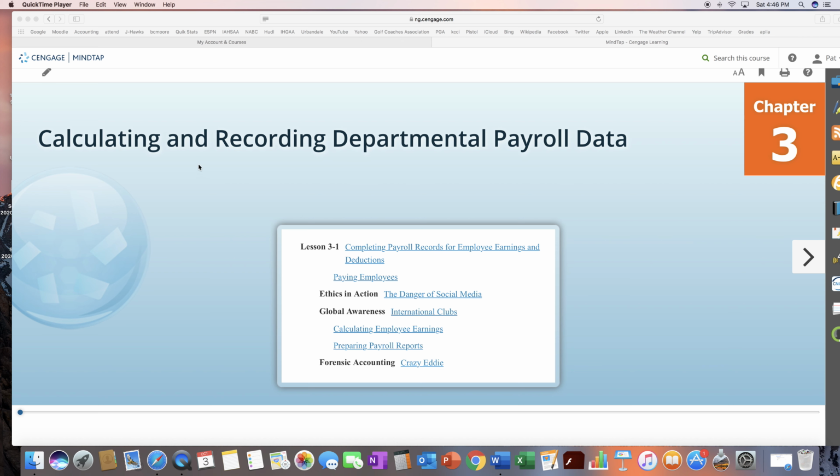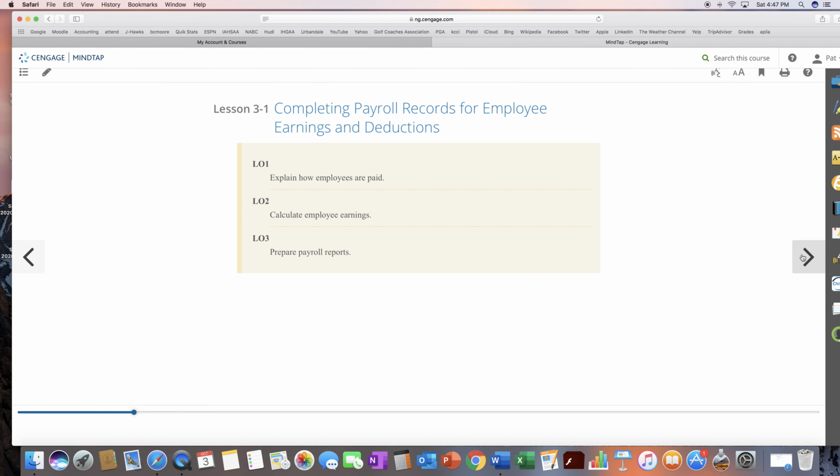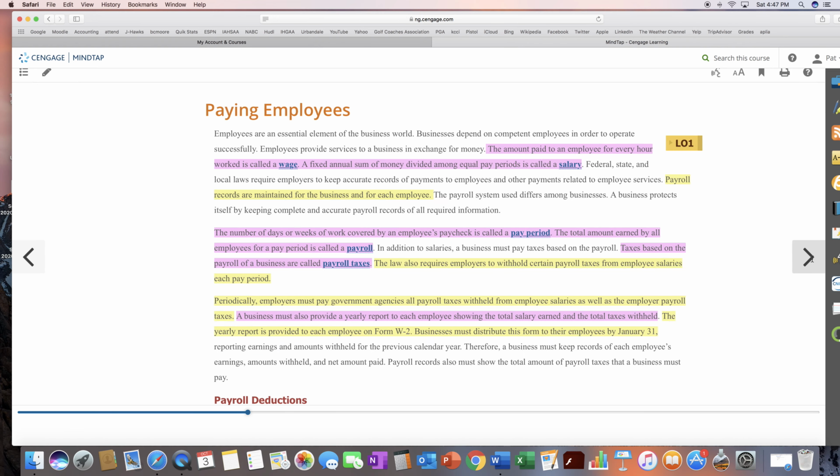Okay, this is the 3-1 notes. We're going to be doing the payroll register and employee earnings record. We're going to be talking about net pay, taxes, accumulated earnings. We're even going to throw in some commissions this time. These are about learning how the employees are paid, how we calculate the earnings for each employee, and prepare some payroll reports.